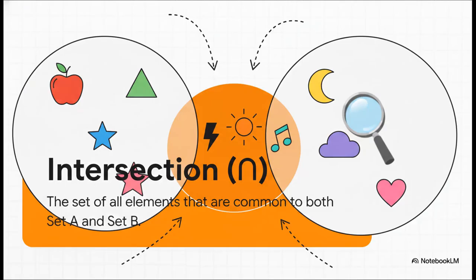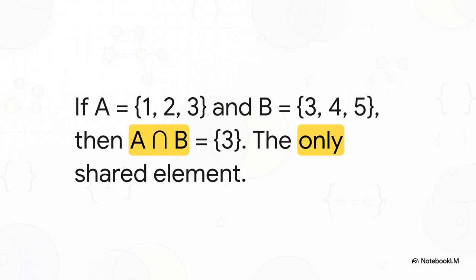And our second key operation is the intersection, which looks like an upside-down U. Now, if union is about combining everything, intersection is way pickier. It's only about what's shared. The intersection is the set of elements that are in both set A and set B at the same time. So, using those same two sets from before, what's the one and only element they have in common? It's just the number 3, right? So the intersection of A and B is simply the set containing only 3.